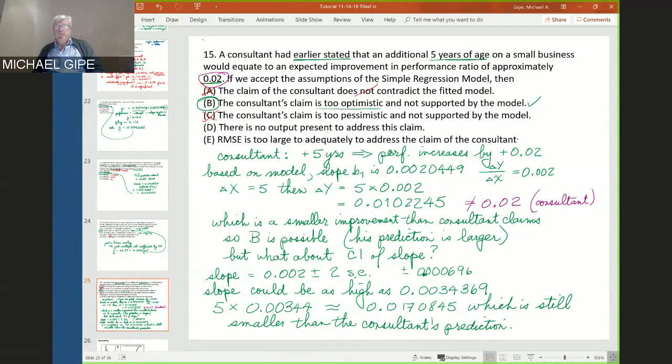There's no output to present this claim. Of course not. We have info on slope and confidence interval of the slope. And how about RMSE is too large to adequately address the claim of the consultant? Well, no. We're actually using RMSE to calculate standard error and all that sort of stuff, and so it's actually a good number to allow us to make this conclusion.